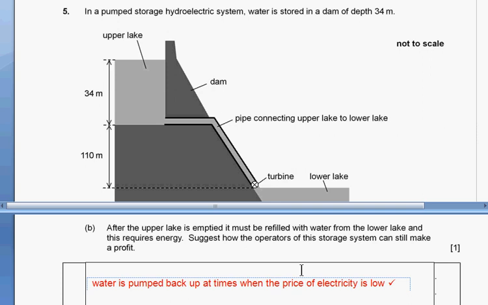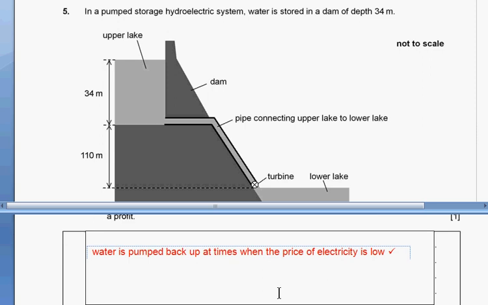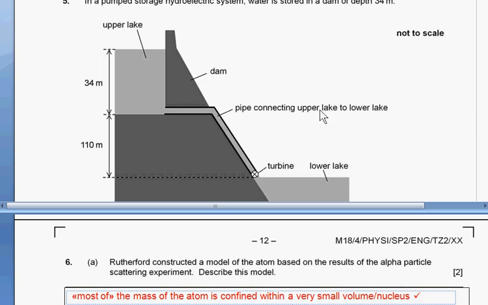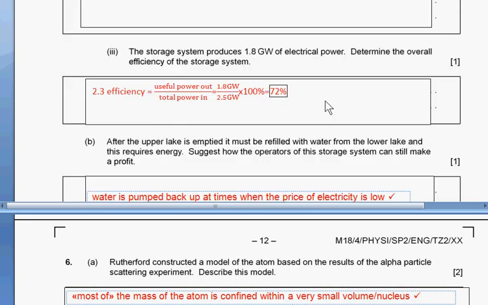After the upper lake is emptied, it must be refilled with water from the lower lake, and this requires energy. Suggest how the operators of this storage system can still make a profit. In the mark scheme they say that water is pumped back up at times when the price of electricity is low. Why? Because this is a pumped storage hydroelectric system. In most hydroelectric systems the water appears behind the dam according to the water cycle, evaporation, then rain, but here we have a pumped storage system. Last question about the Rutherford experiment.